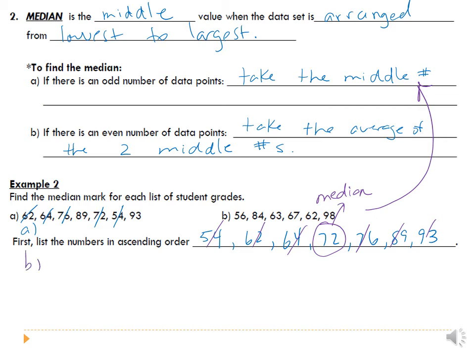Let's do B. Smallest to largest first. So 56, 62, 63.